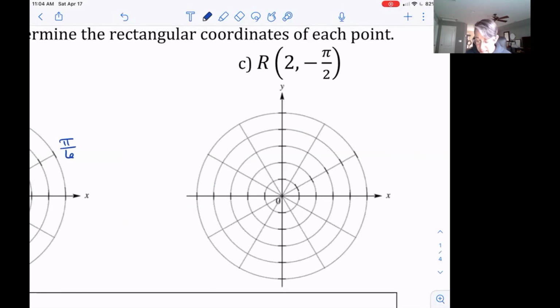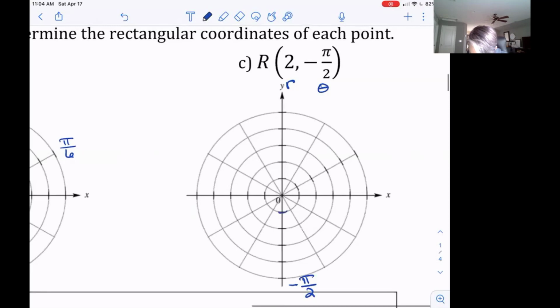So for problem C, we still have a positive r. That means we're going to be moving towards the angle given. It's just now the angle is negative this time. So a negative pi over 2 is down here, negative pi over 2. It's like a negative 90 degrees, but we're moving towards that negative 90 degrees, 2 units. So 1, 2. So there's the coordinate 2, negative pi over 2.